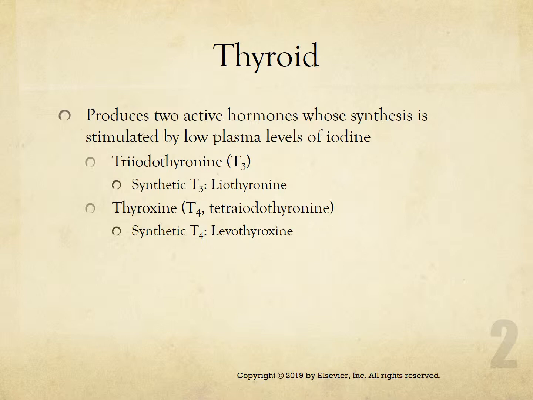So the first hormone is triiodothyronine, T3, and the synthetic form is called liothyronine. The other is thyroxine, which is T4, and its synthetic formulation is levothyroxine. It's important to know that T4 is always converted to T3 to be utilized by the body.